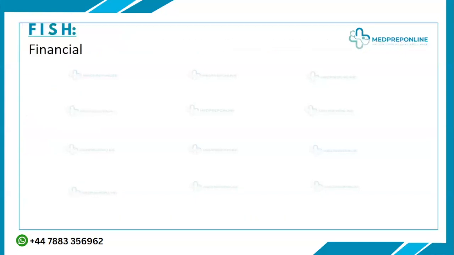Then we have another mnemonic for further details. For the financial aspect, we can ask, okay, so what is the source of income for you at Sarah's father? Are you coping well? Are you satisfied with your finances? And then we ask about the impact of the illness.